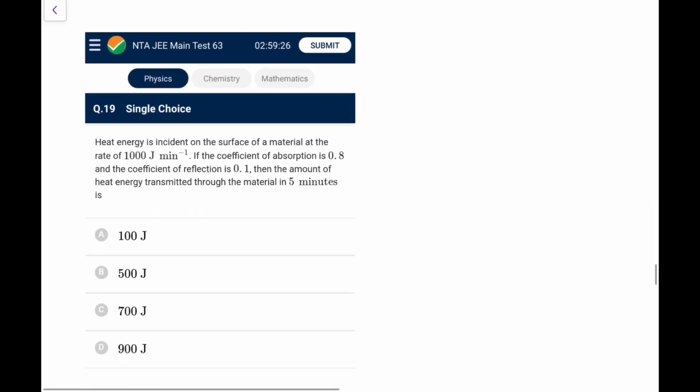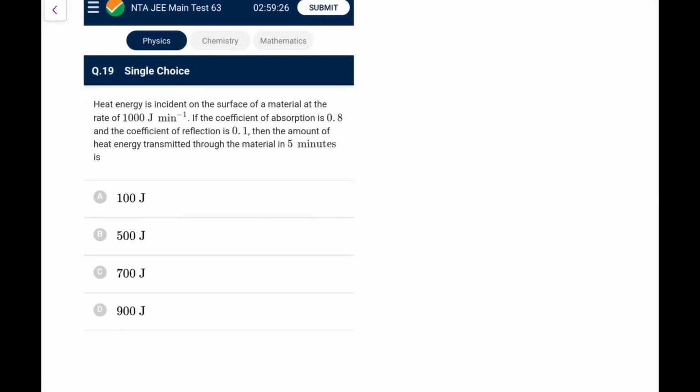Next, heat energy is incident on a surface of material at a rate of 1000 joule per minute. Coefficient of absorption is 0.8, reflection is 0.1, then what is the amount of heat energy transmitted? So it is 0.8, 0.1, so transmission is 0.1 only. So 1000 into 0.1, it is receiving per minute, into 5 minutes, that would be transmitted. So that is 1000 into 0.1, that is 100 into 5, that is 500 joules. It's an easy one, because you know reflectivity plus absorptivity plus transmittivity is 1.